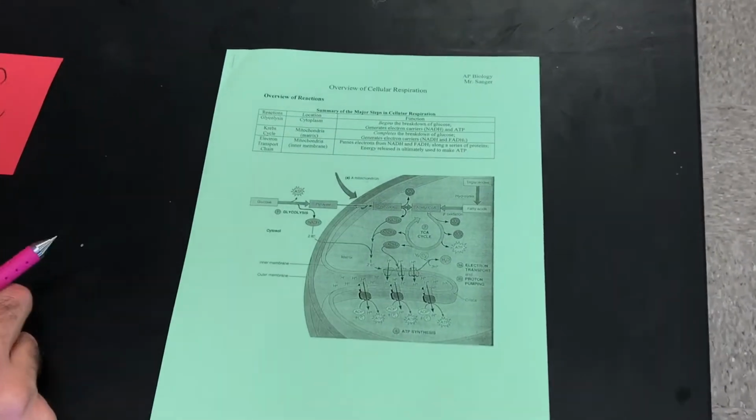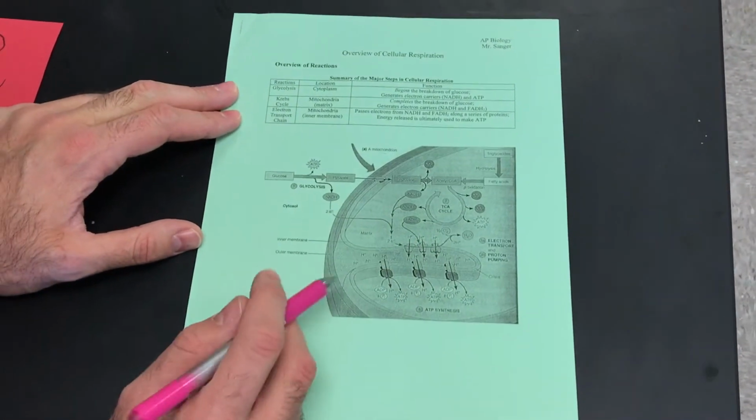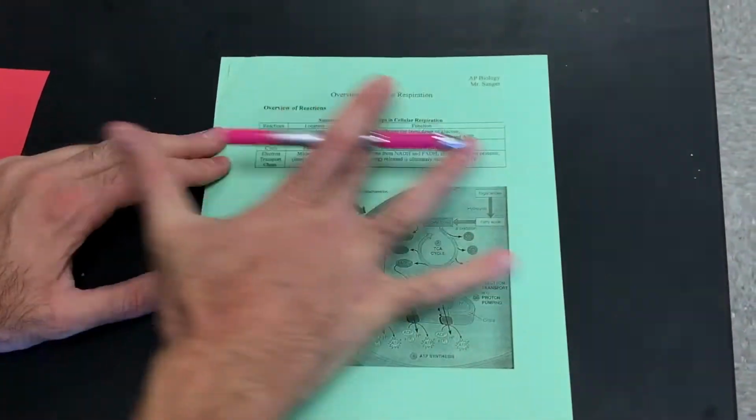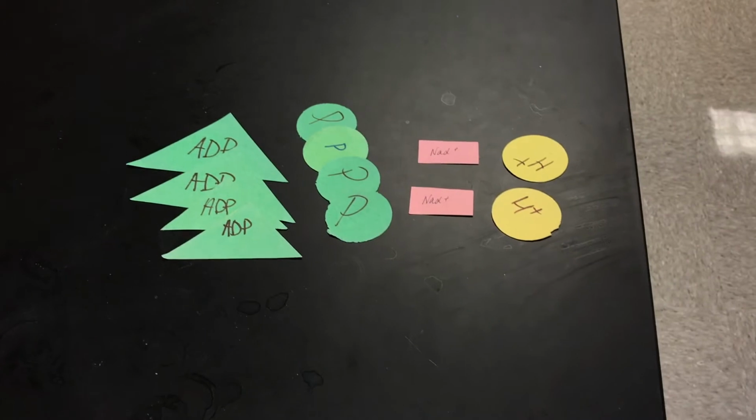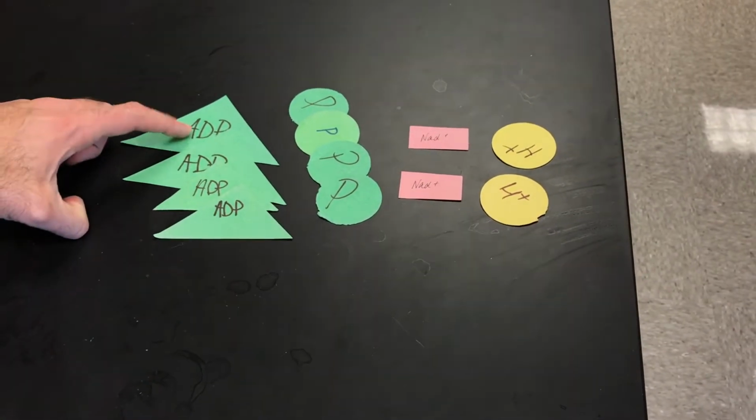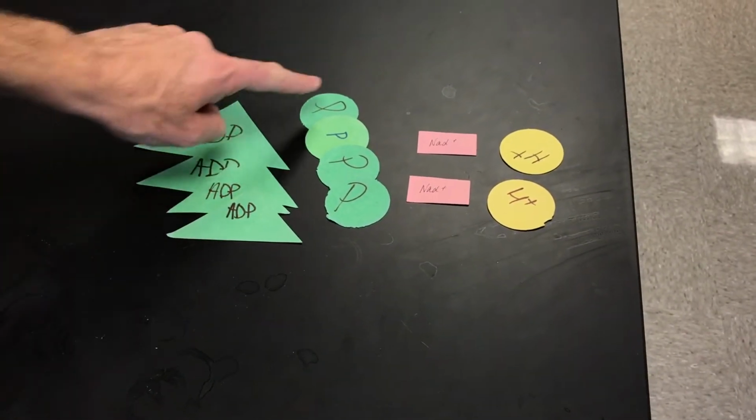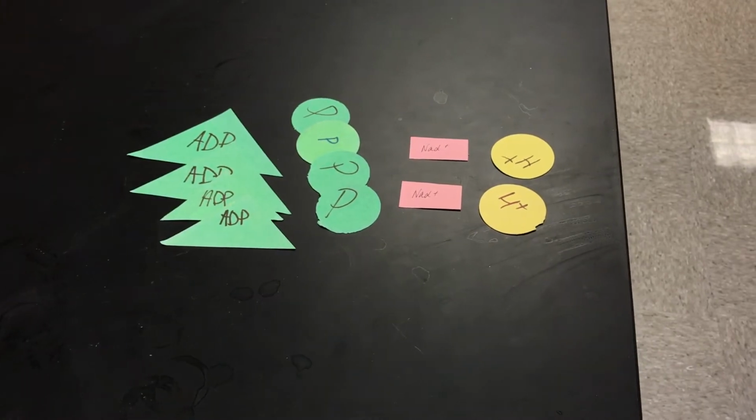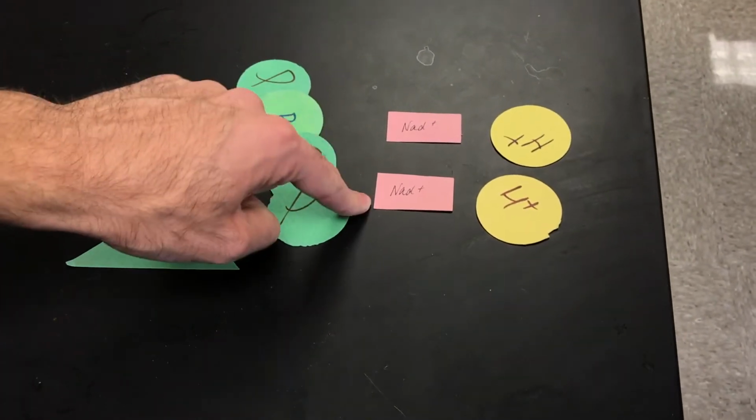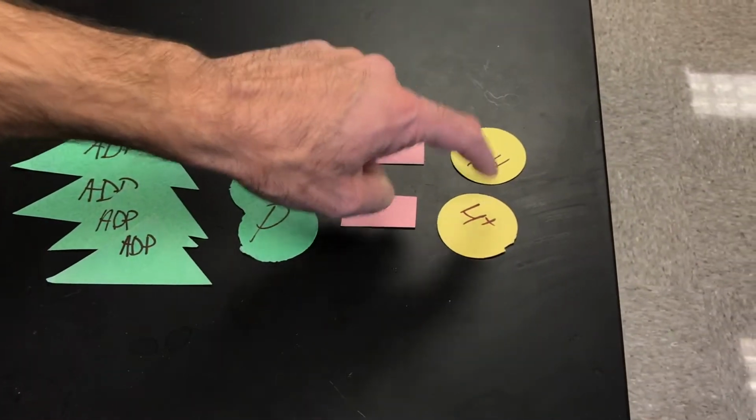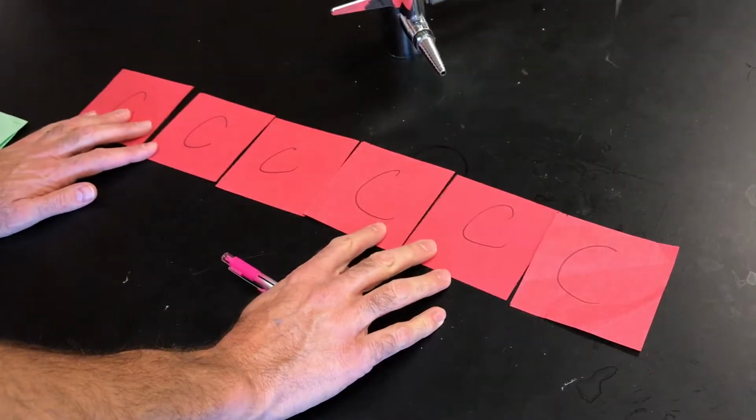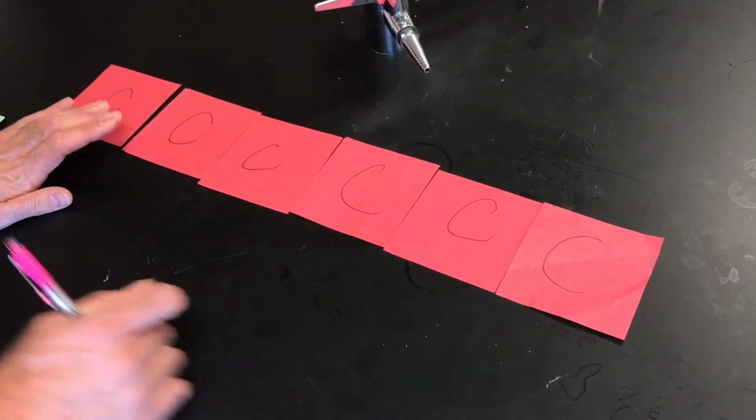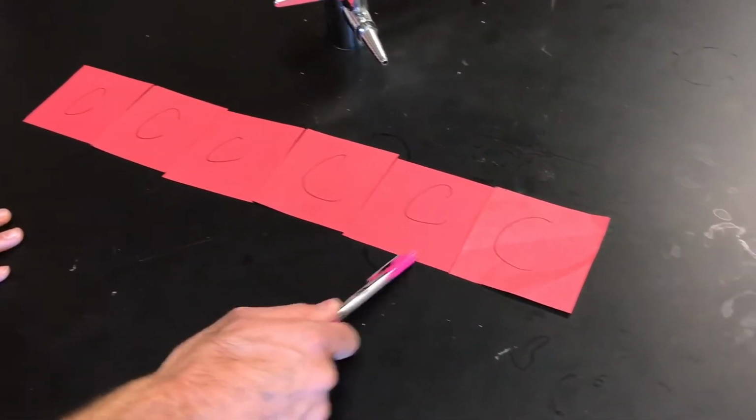So today I'm going to try and show you guys a video to try and capture this entire process of cellular respiration. Before we get going, you're going to need to gather some things. You're going to need 4 ADPs. You're going to need 4 inorganic phosphate molecules. You're going to need 2 NAD pluses, 2 hydrogen ions, and then you want to take 6 carbons and kind of link them together like this to form the 6-carbon compound glucose.